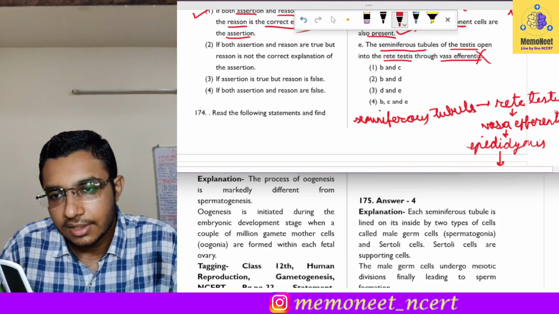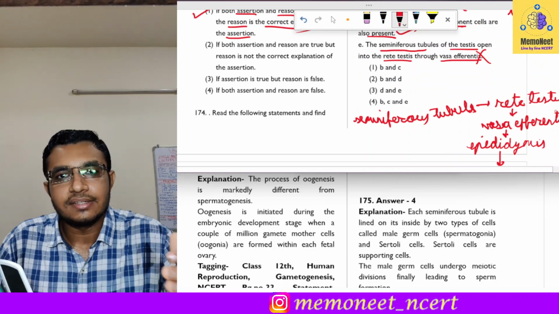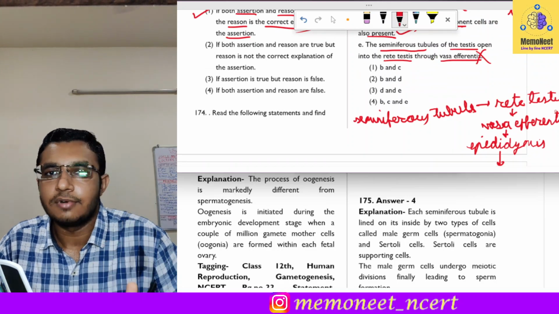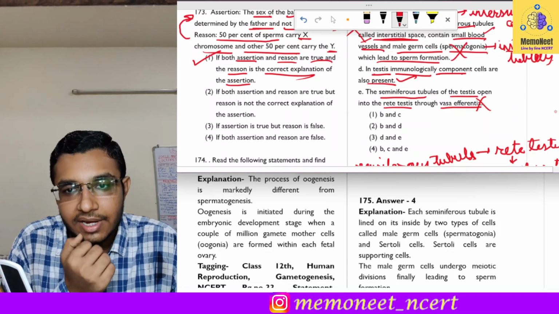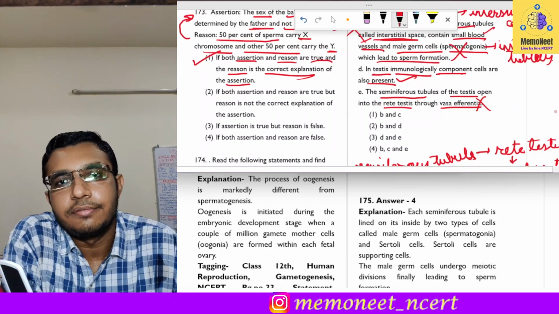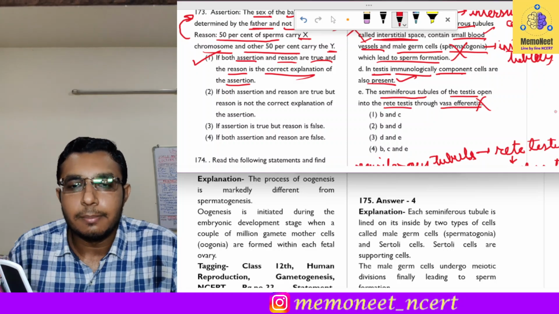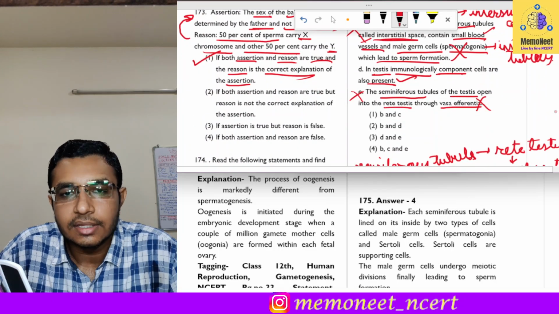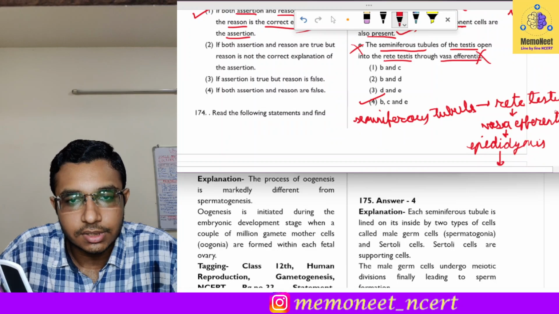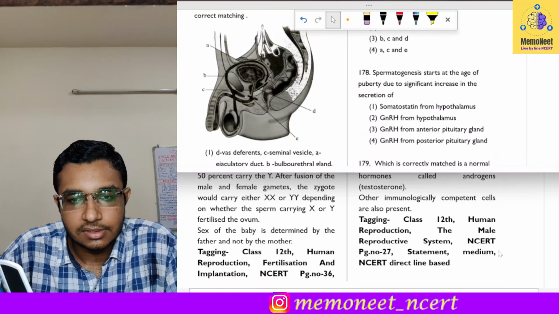So here the vasa efferentia are coming after the rete testis. So rete testis, vasa efferentia, epididymis, vas deferens. But in the statement it is given that it enters the rete testis through vasa efferentia. So this statement is incorrect. So here statement B, statement C and statement E are incorrect. Therefore, the correct answer of this question is option 4. Next question is question number 176.